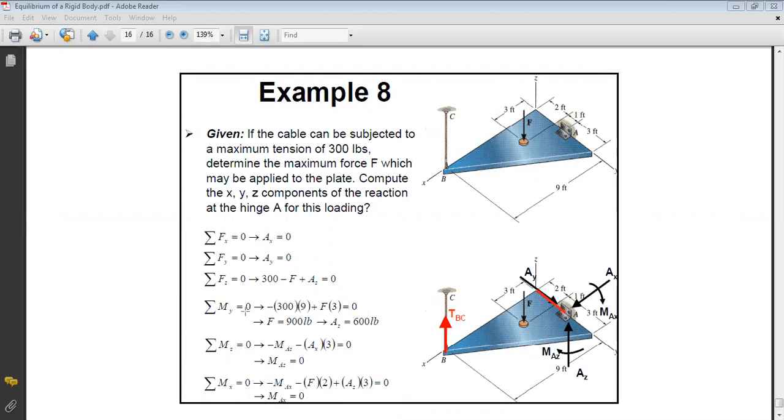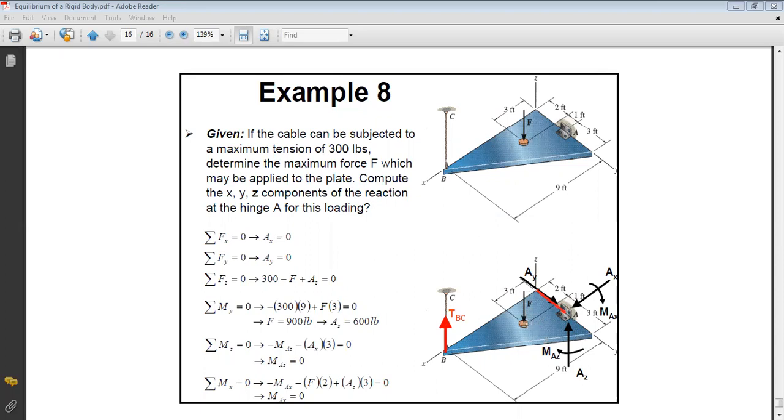Let us move to the sum of moments about y. About y, what do we have? We don't have a couple moment about y. We have the moment of TBC and the moment of F only, because AX, AY, and AZ, the 3 forces here, pass through the y-axis, so no moment. So I'm left with the moment of F and the moment of TBC.